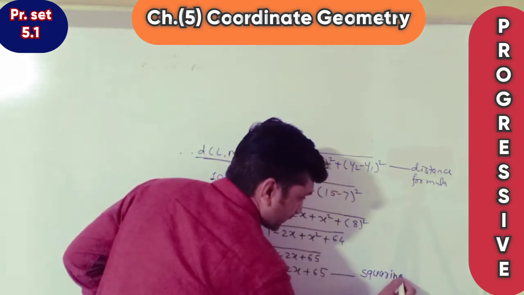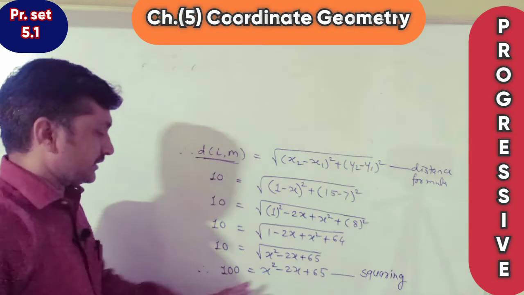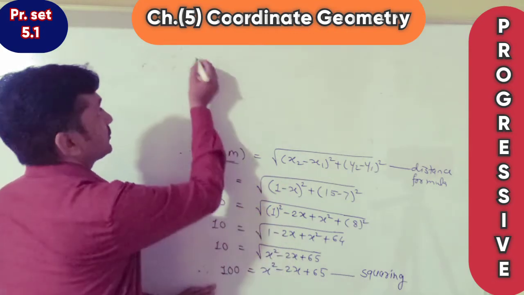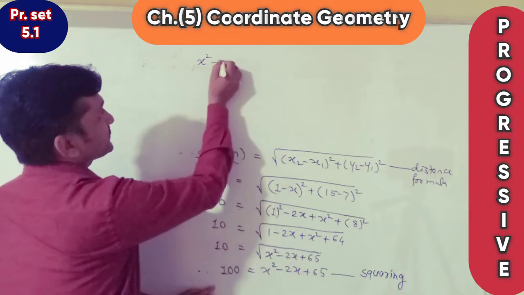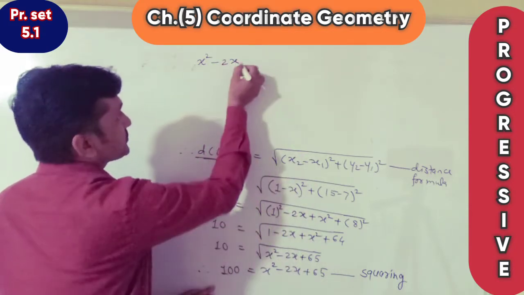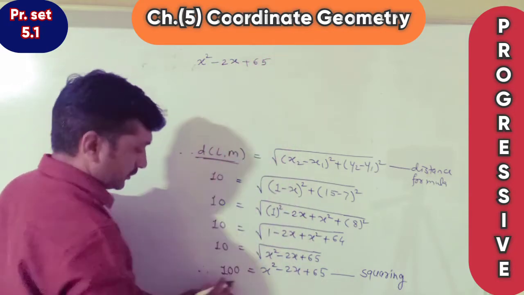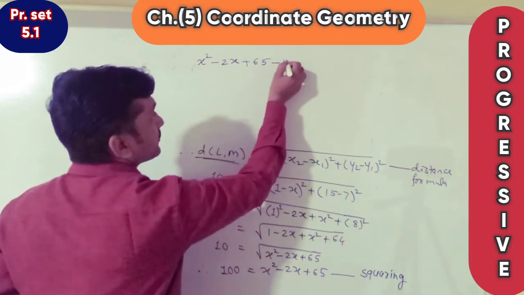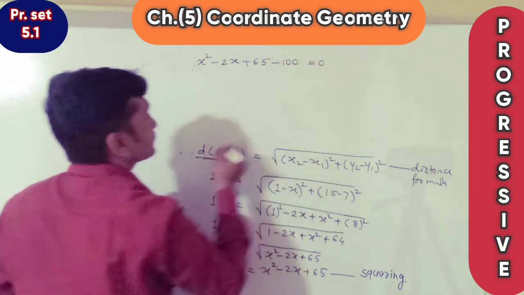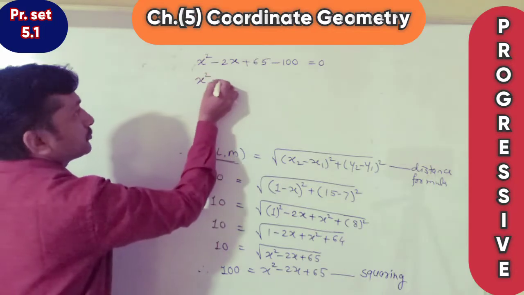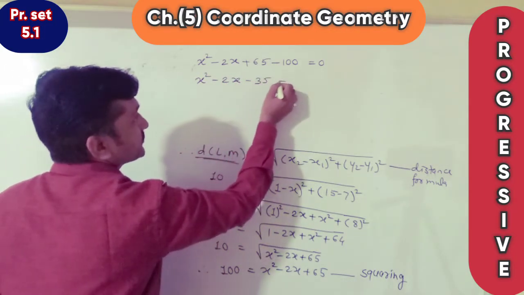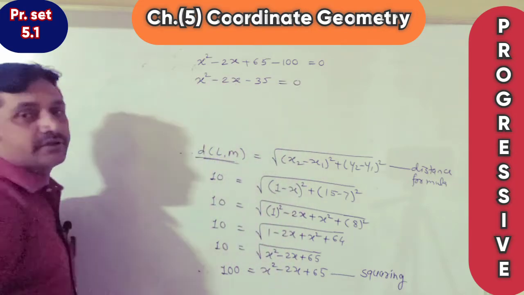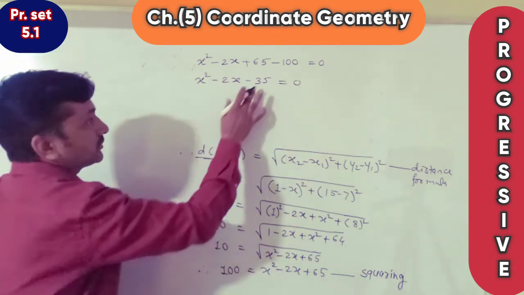Support here squaring. After that, transfer order. Here I write x square minus 2x plus 65, and 100 is transferred there, minus 100 is equal to 0. x square minus 2x minus, subtraction here, 35 is equal to 0. Now it is quadratic. We have to factorize 35.